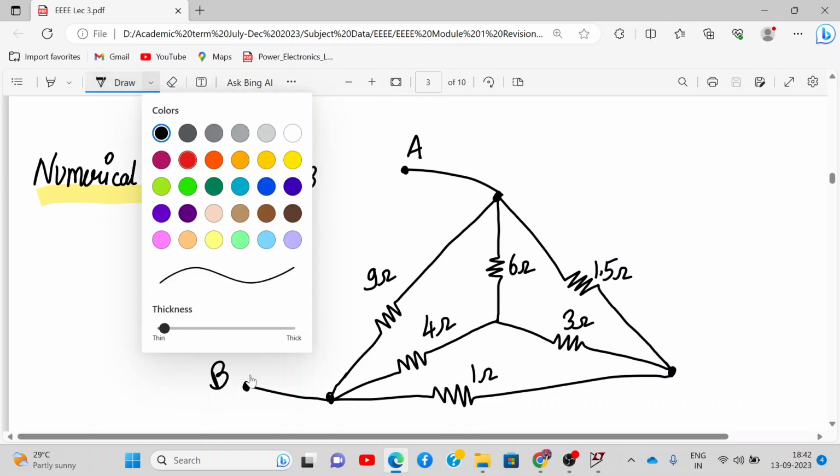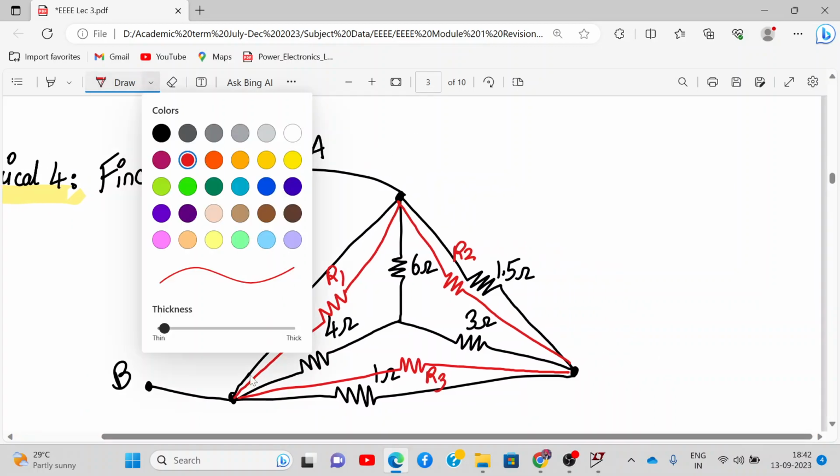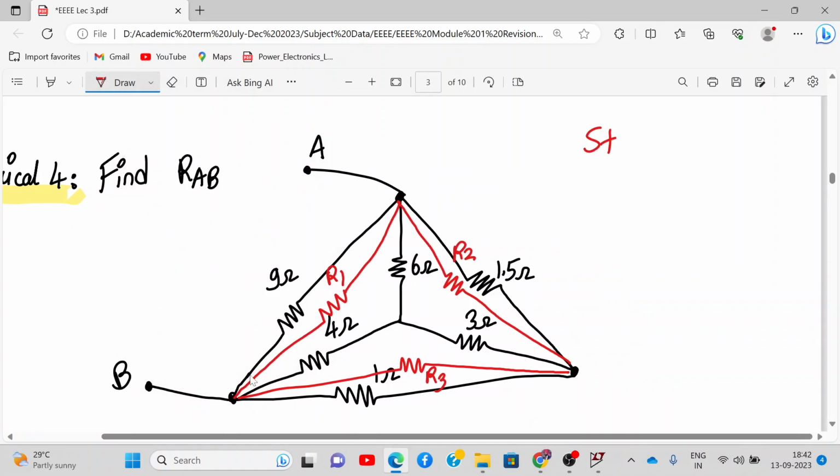Okay. So what I will do, I'll use a red color. So the inner star we will convert into delta. This is the resistance, so I'll convert it into delta. So this is my delta now. Got it? Inner star I'll convert into delta. So this is R1, R2, and R3. Now we will be converting star to delta, inner star to delta.